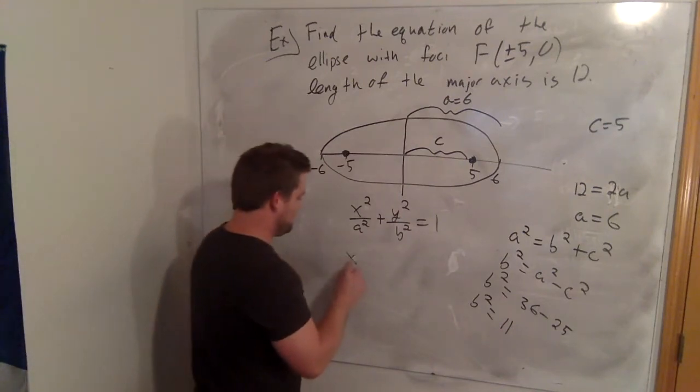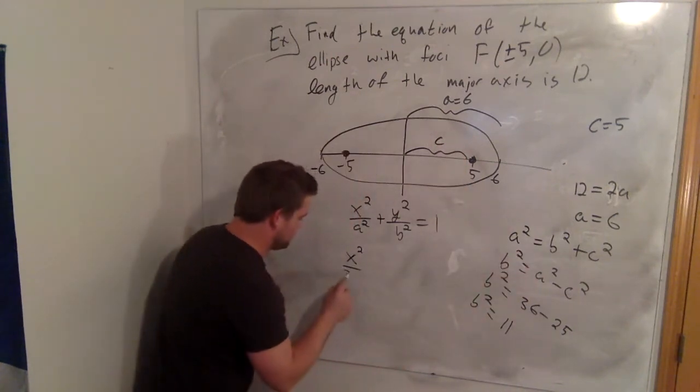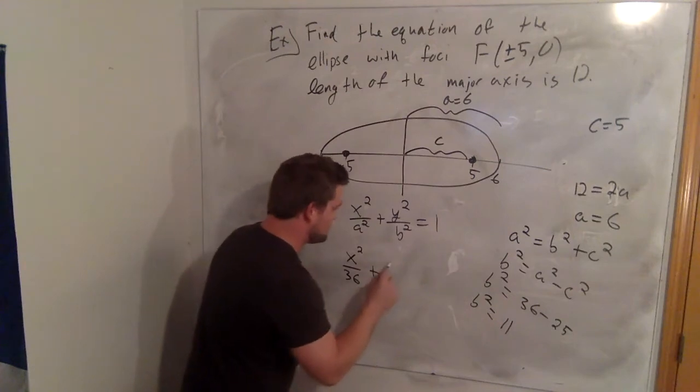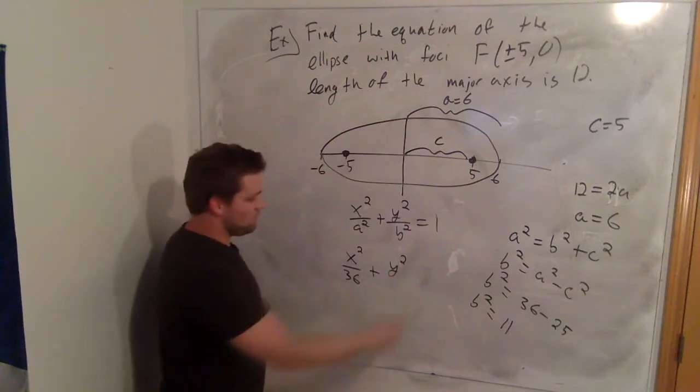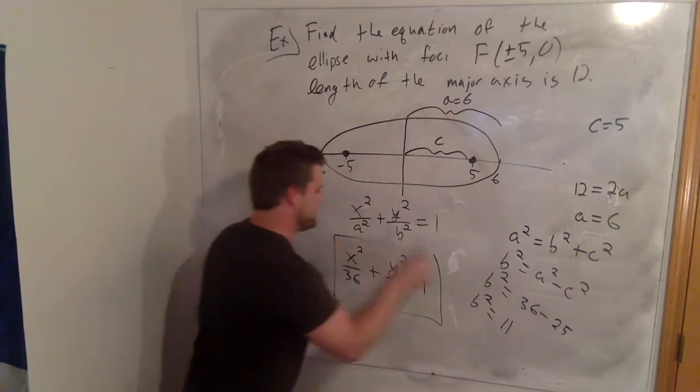So the equation should be x squared, okay, a was 6, a squared will be 36, plus, okay, well, our b squared is 11, will be equal to 1. So here is the answer.